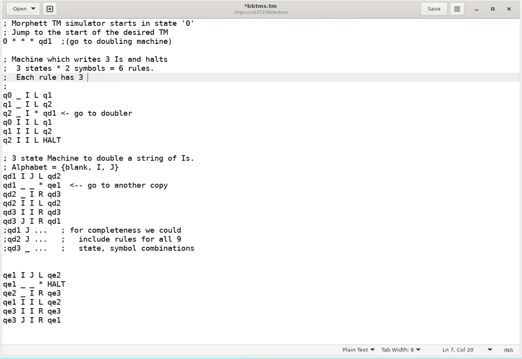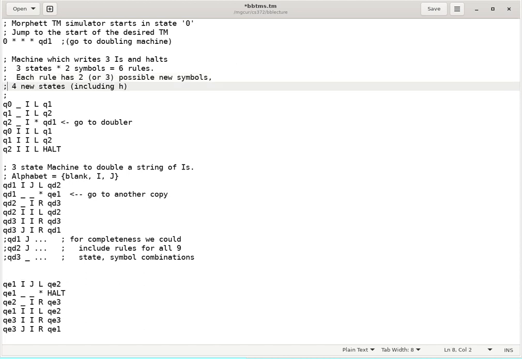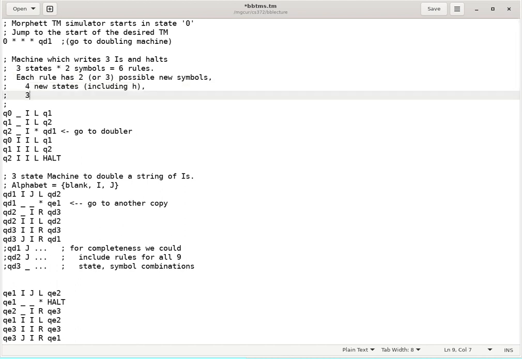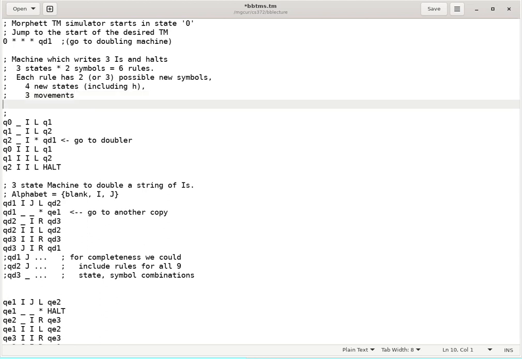3 possible, or 2, 3, okay. All right, 4 new states, and 3 movements. So 2 times 4 equals what? 24, right?